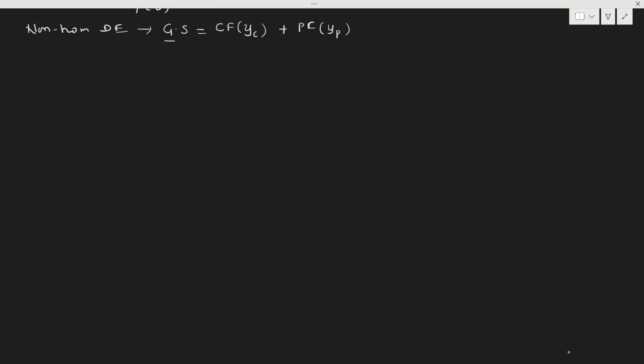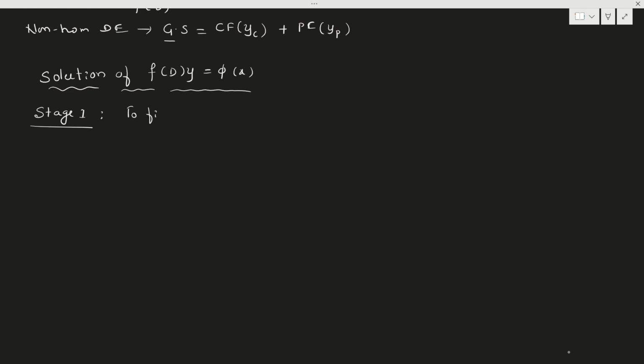So the solution of f(D)y equal to phi of x. That is a non-homogeneous differential equation. We have to solve it in two stages. In stage 1, we have to find the complementary function, that is yc.